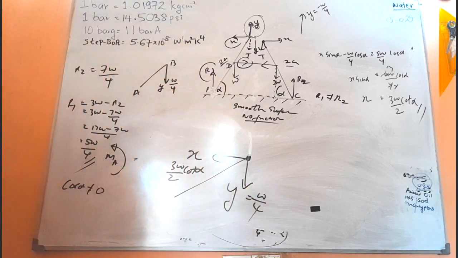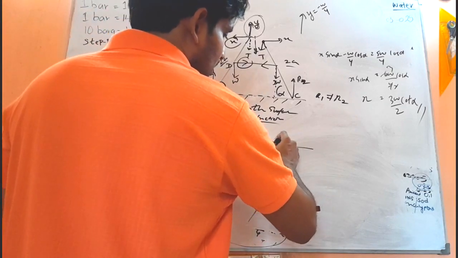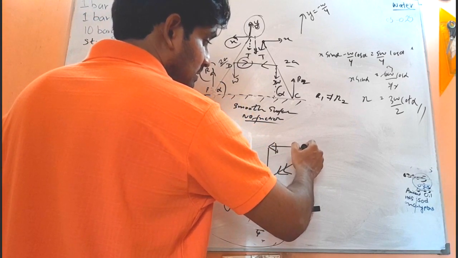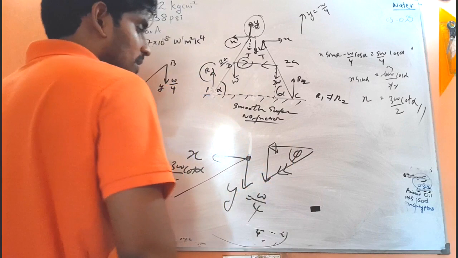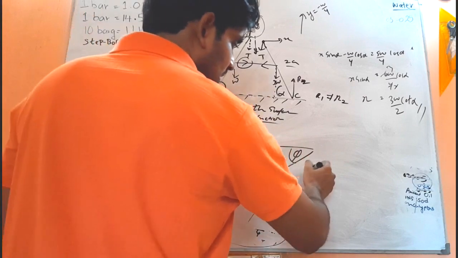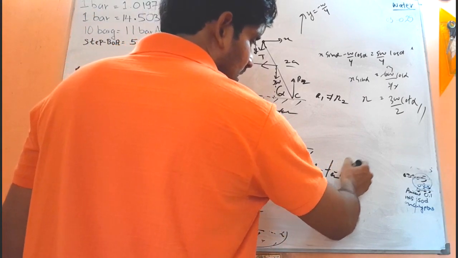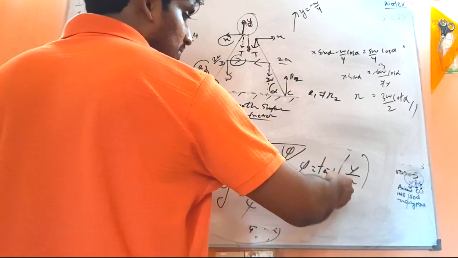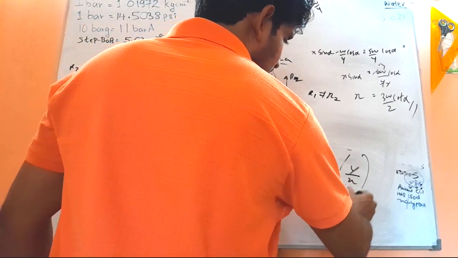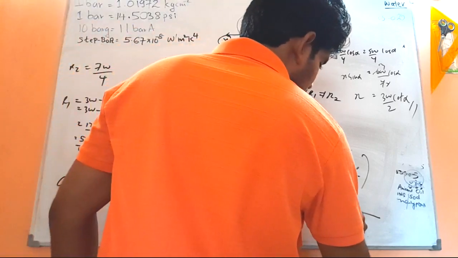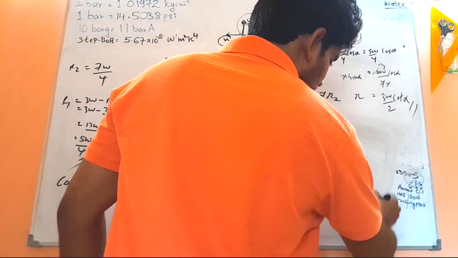So what will be the resultant? If X is going like that, if Y is going like that, then the resultant will be something like that. This angle is let's say phi. What is the angle the resultant makes with the horizontal axis? That angle phi equals tan inverse of Y component divided by X component. What is the Y component? W divided by 4. X component is 3W cot alpha divided by 2, right?